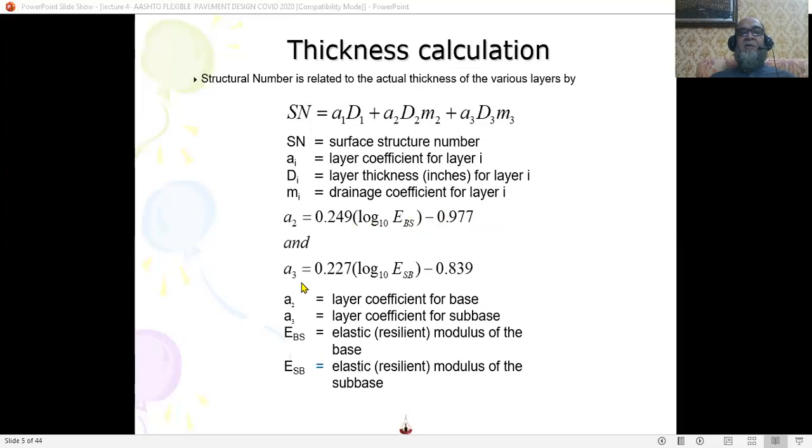Similarly, for knowing the structural layer coefficient, you can use the elasticity of subbase and then calculate. For the sake of this class, you can only remember the values of 0.104 for A3 and 0.14 for A2.